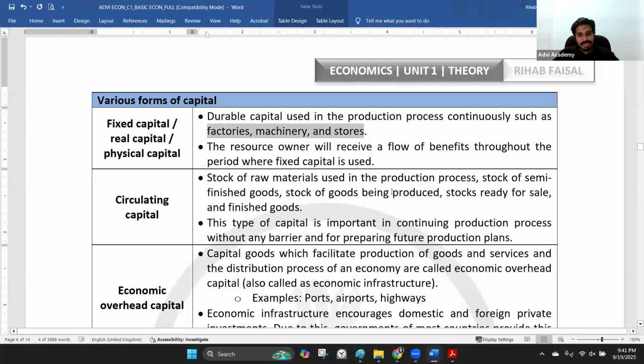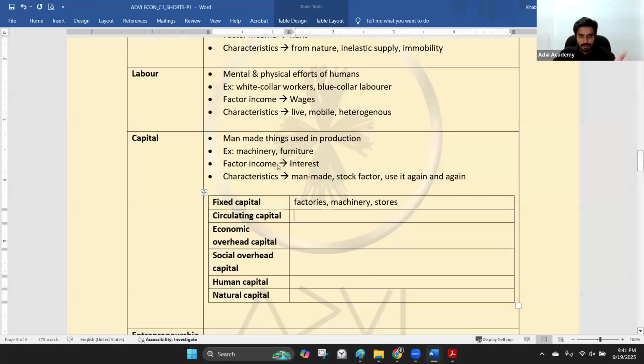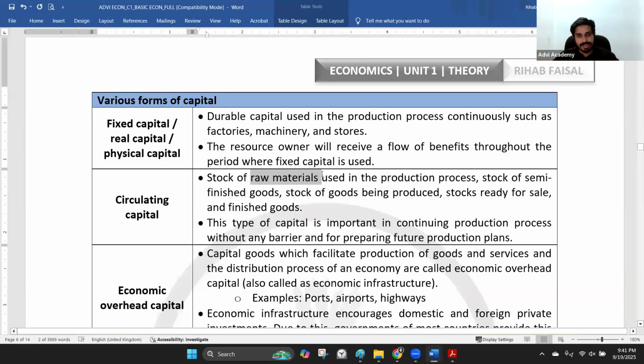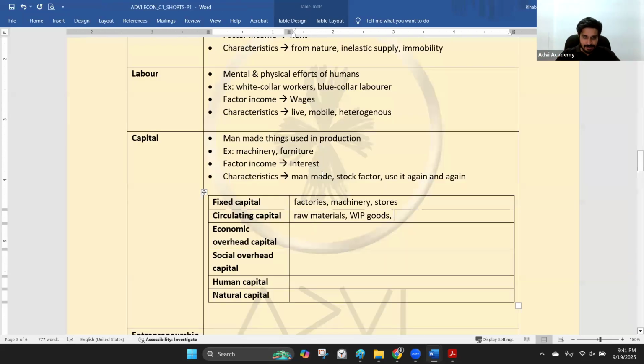Circulating capital, a main example is within the factory, you have these raw materials moving from place to place. Now, if you have a furniture factory, raw materials is there. Then we have something called WIP products. Work in progress. Like a half-made table, half-made chair, those things, right? And then finished goods also comes under the circulating capital because they are ready for sale. These are all circulating within the factory, therefore circulating capital.